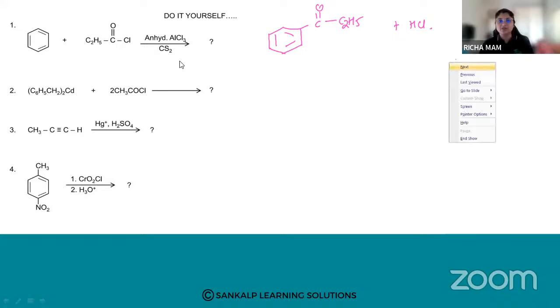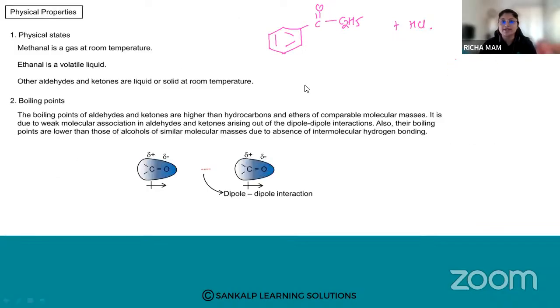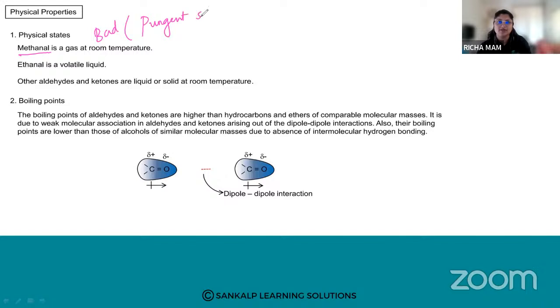So let us start with the physical properties. Next is the physical properties. First is the physical state. Methanal, the first one, is a gas at room temperature, and it has a very bad smell. A pungent smell means a very dirty smell.